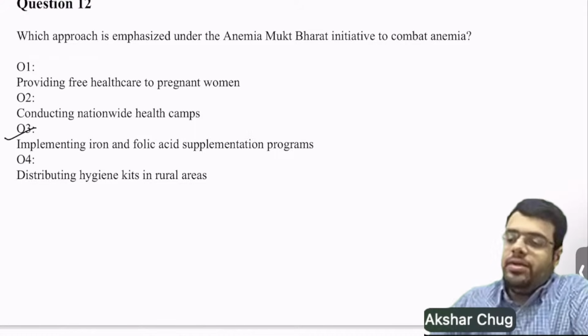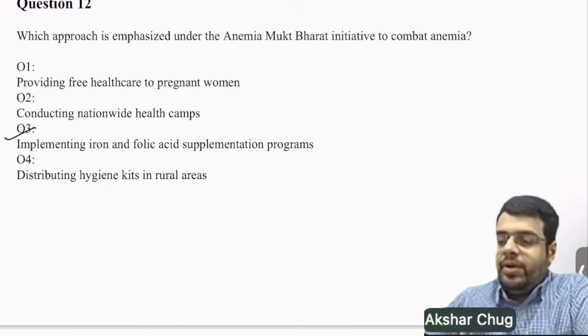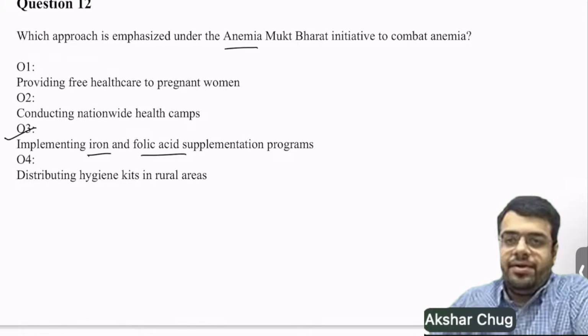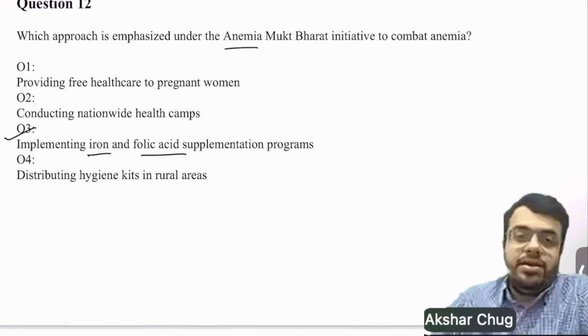So this was a quite logical one. Even if you didn't know which one was involved, you can easily find iron and folic acid and anemia, and you can solve the question by just using some common sense and logic.